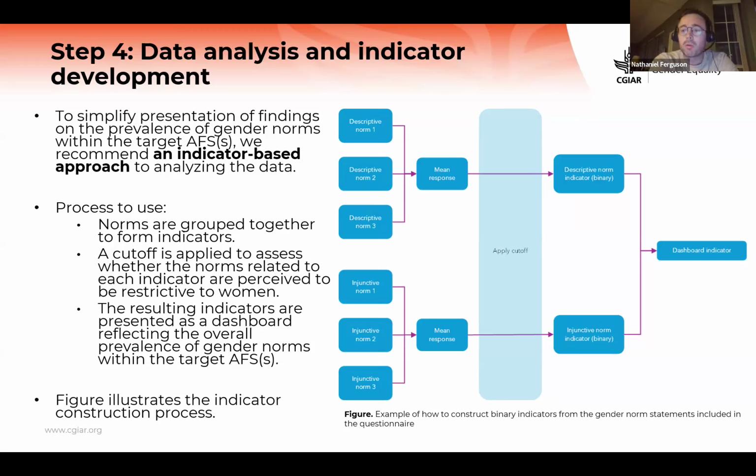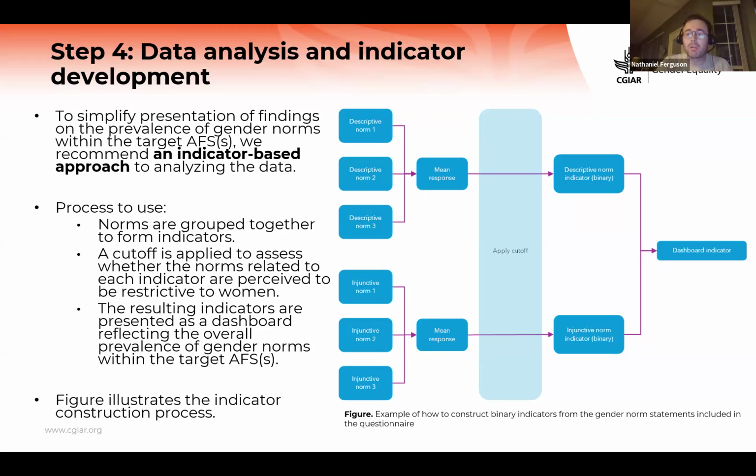We do that using exploratory factor analysis, and the process is laid out in great detail in the paper that we'll be sharing with you at the end of this presentation. But we group the norms together using exploratory factor analysis. And now that we have norms grouped together, most of the indicators include 3 norms. We take the mean response from those norms. In our survey, we used a 5-point Likert scale, so we had options ranging from 1 to 5. For that mean response, we used a cutoff of 2.5, so right in the middle.